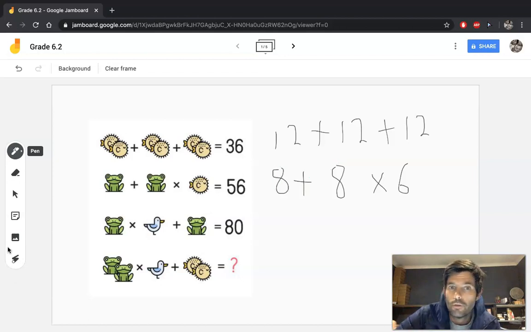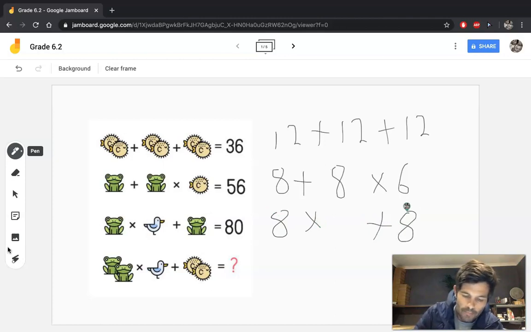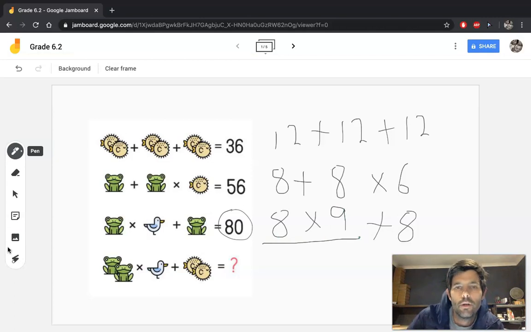So there I had to do trial and error, and I tried different numbers to see what worked. So please don't think that the answers should pop into your head straight away. It's very, very rarely that happens. Right, so I know that the frog is 8, and it must be multiplied by something, and then added to 8 to give to me 80. So I know that 72 plus 8 is 80. So 8 multiplied by 9 is going to give me that 72.